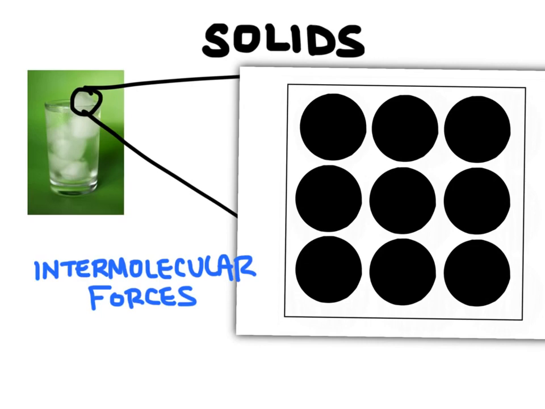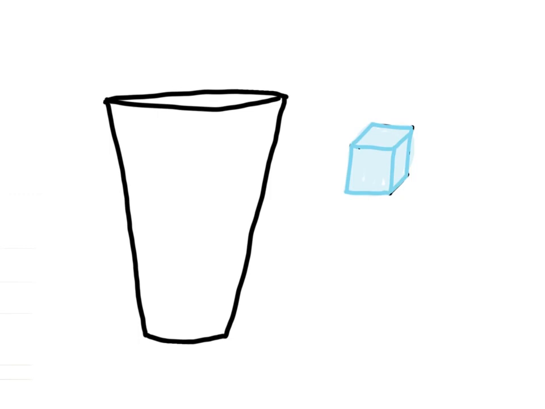Solids also have a definite shape. In other words, if we were to drop an ice cube into a glass of water, it's going to retain its shape. It's still going to look like an ice cube. We could also say that the volume is definite. We could measure the height and the length and the width of this ice cube, and we can calculate its volume. So the volume is going to stay the same.